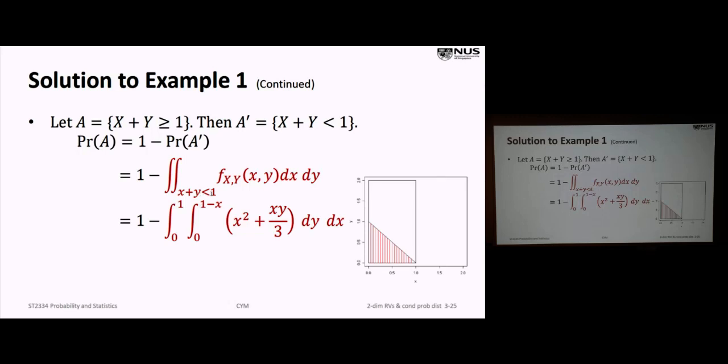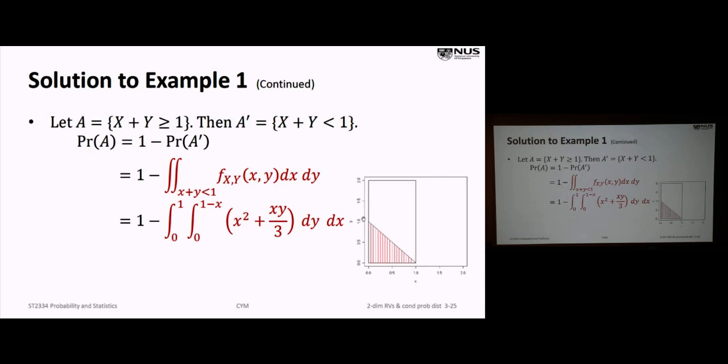So now, what's the region of integration that I have? Remember, as I said a moment ago, the range of values of y is 0 to 2. The range of values of x is 0 to 1. But now this set has a constraint that x plus y must be strictly less than 1.